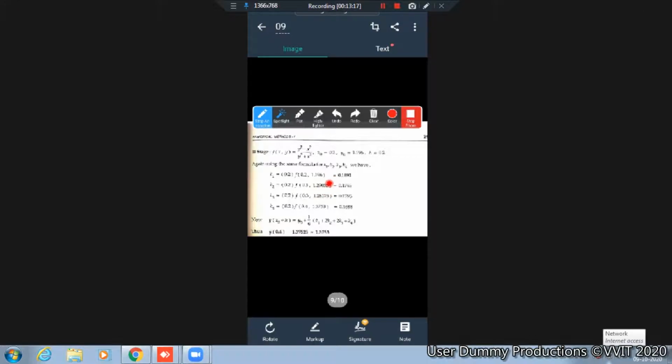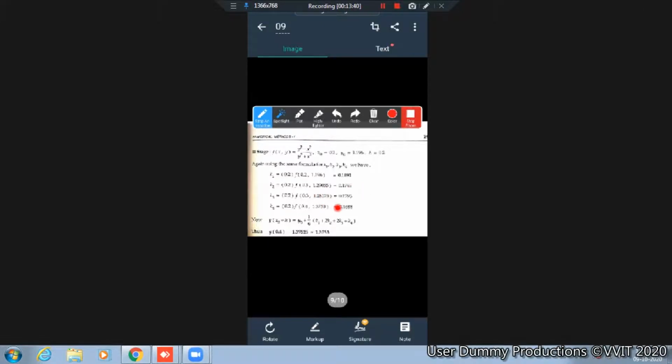1.29055, this one. Okay, so once you get that, substitute these two things in the given function, that is f of x comma y is equal to (y square minus x square) by (y square plus x square), and you are going to get this value 0.1795. That is the k2 value. Understood? So that's how you get k2.